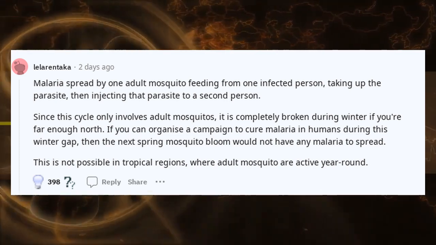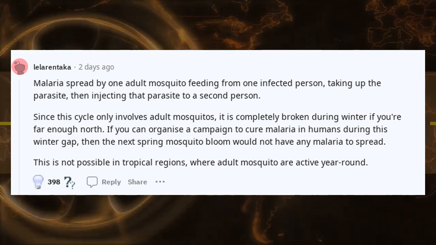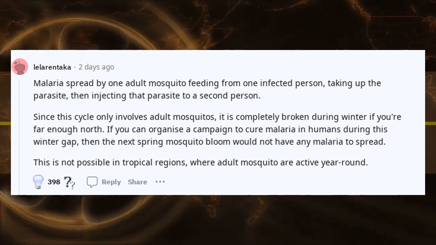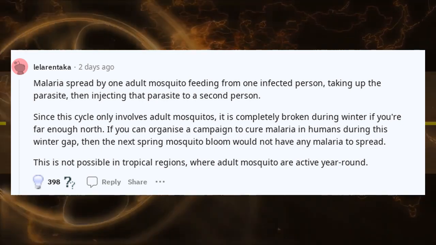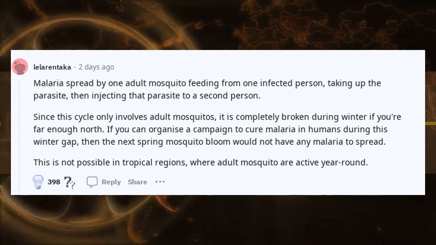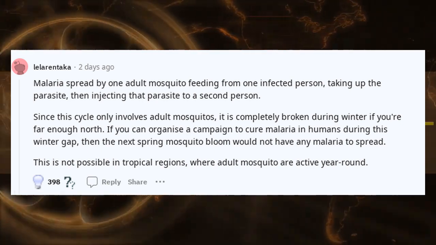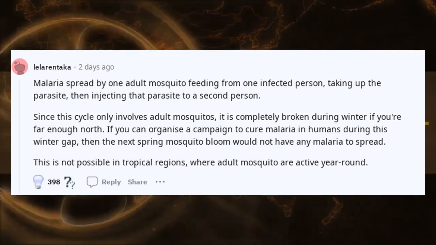a second person. Since this cycle only involves adult mosquitoes, it is completely broken during winter if you're far enough north. If you can organize a campaign to cure malaria in humans during this winter gap, then the next spring mosquito bloom would not have any malaria to spread. This is not possible in tropical regions, where adult mosquitoes are active year-round.